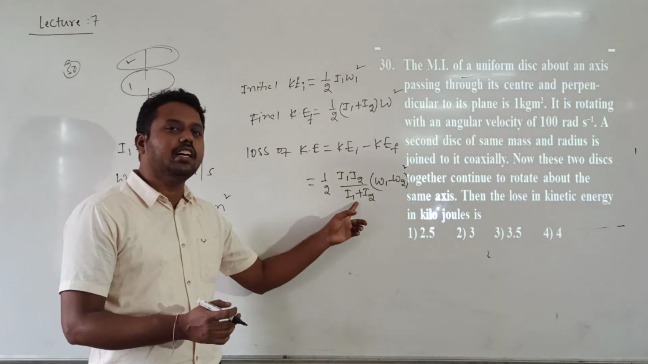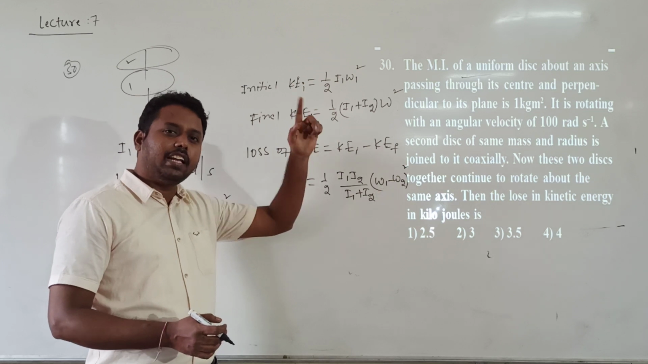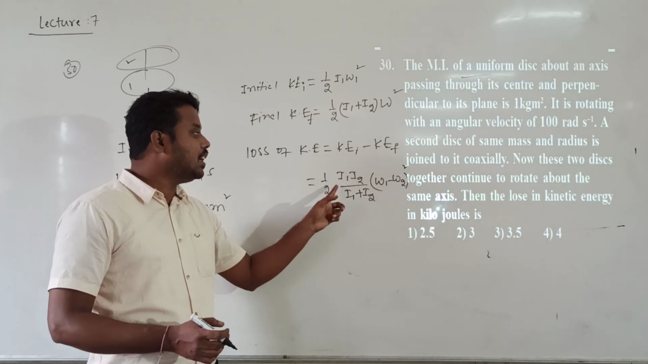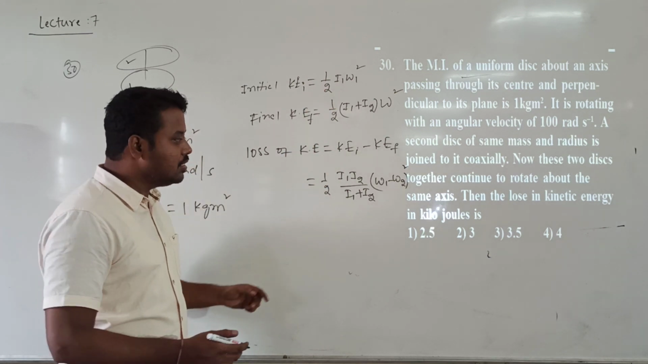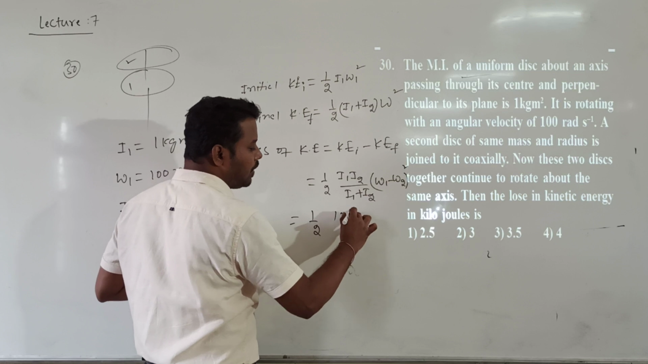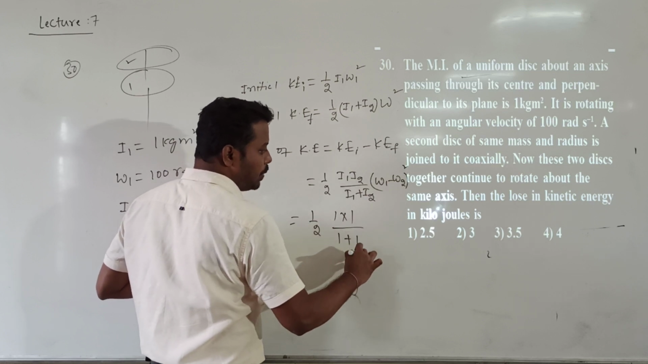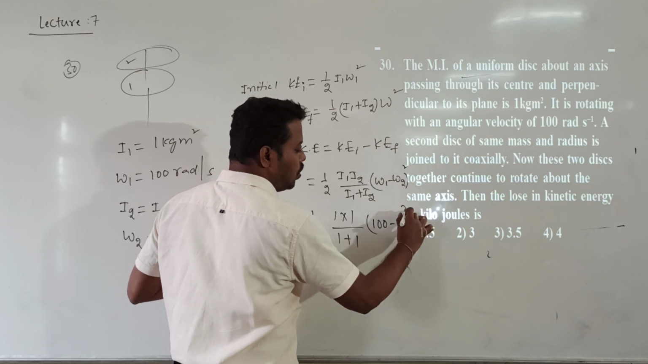Here, what is the difference? There, in linear motion, velocity; here, angular velocity. There, in linear motion, mass; here, moment of inertia. By using this only, you will get this. So now can I substitute the values? 1 by 2 into I1 value 1, I2 value 1, by 1 plus 1, omega 1 value 100 minus omega 2 value 0, whole square.